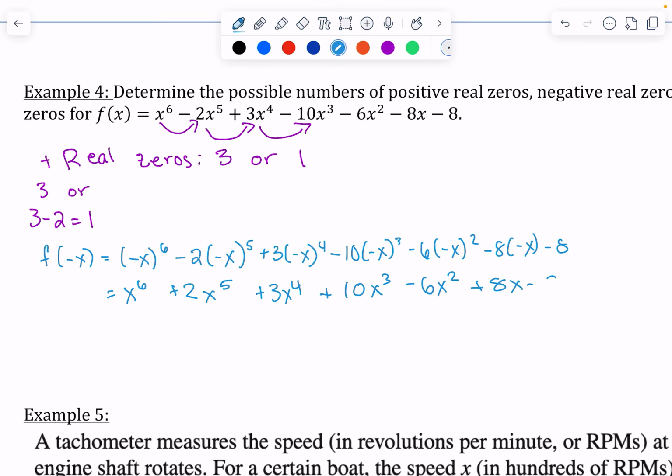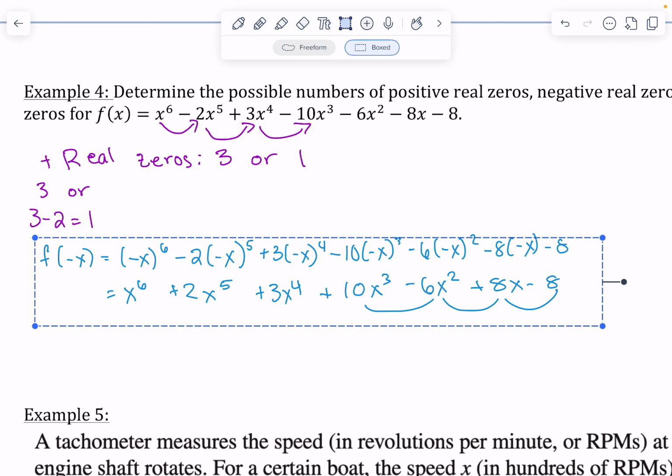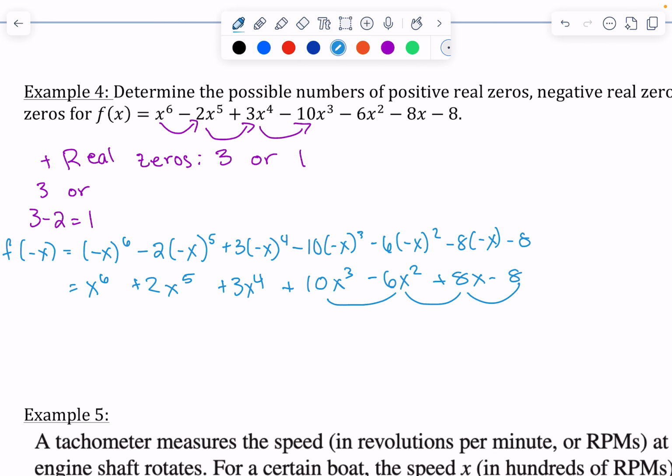Positive 8x, negative 8. Okay, so how many times does the sign change here? Positive to positive, no change. Positive to positive, no change. Positive to positive, no change. Positive to negative, 1 change. Negative to positive, another change. Positive to negative, 3 changes. So what that means is we have a similar scenario to the positive real zeros. So for negative real zeros, there could be 3 or 1.